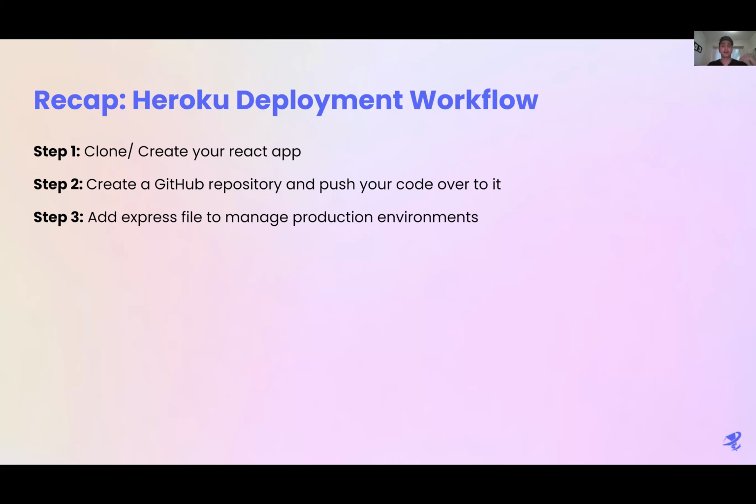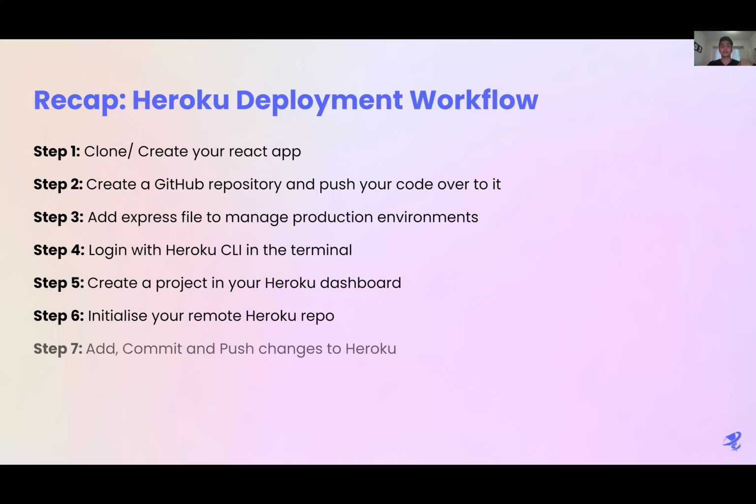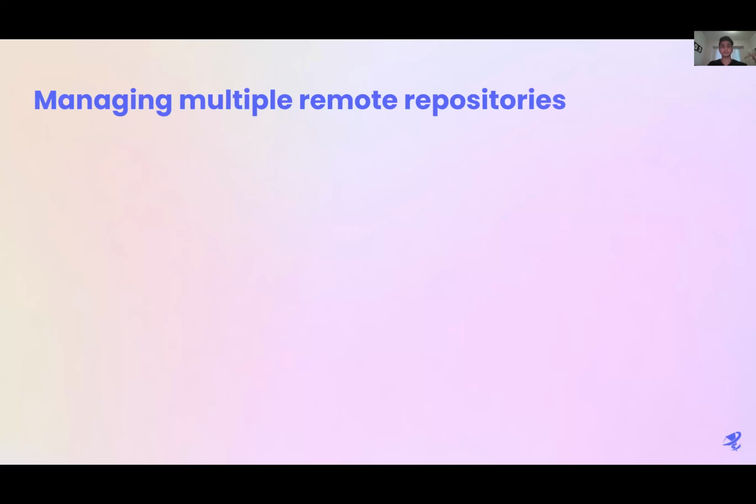And the next thing is you have to add an Express file to manage production environments, which we looked at a little bit previously. And then we logged in with Heroku CLI in the terminal. And then we created a project in your Heroku dashboard. And then we initialized our Heroku repo. And then we add, commit, and push changes over to Heroku for all the users to try it out.